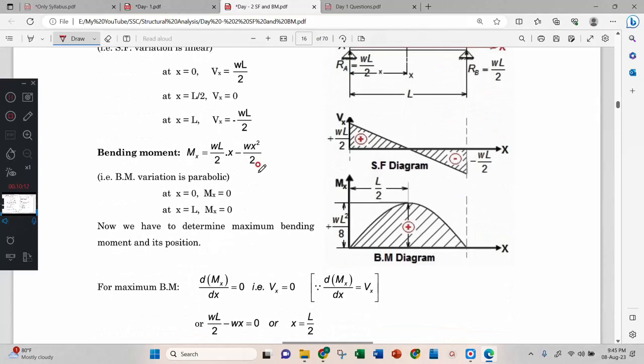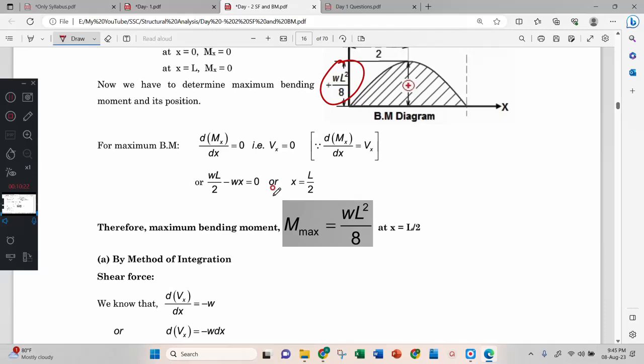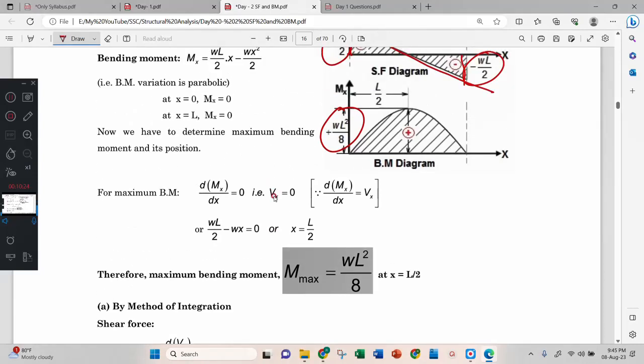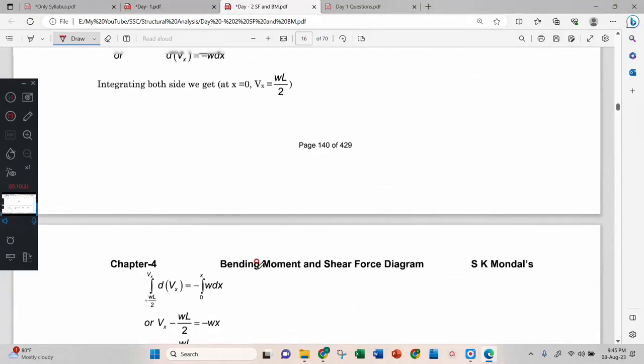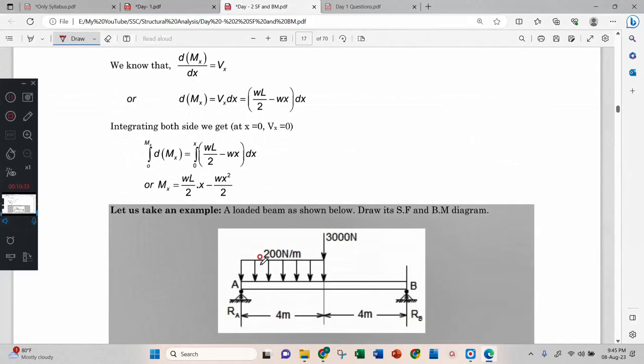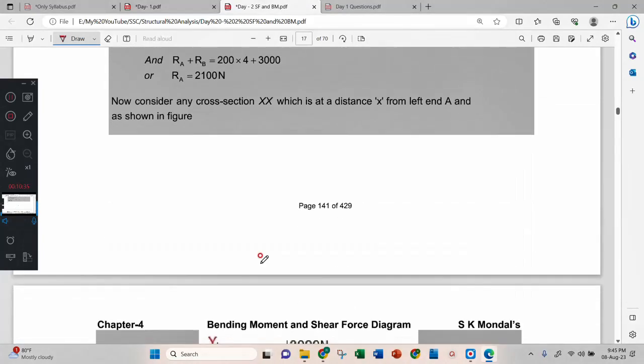Okay. Now UDL, this is W, therefore this is WL by 2 and this is WL by 2. Now for that, the shear force diagram goes up, comes down, then goes up. W by 2, W by 2, WL square by 8. This is a parabola. Now this problem is there, you can solve later.